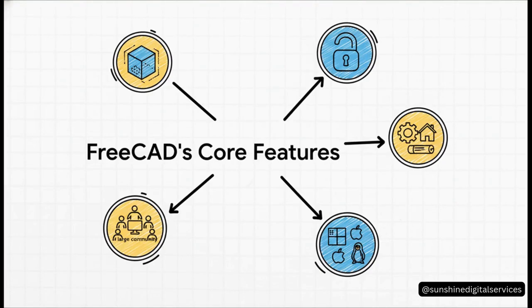First, it's a parametric modeler. Don't worry, we'll unpack what that means in just a minute. It's also open source, which is awesome because it means anyone can use it and even help improve it. The versatility is just huge. You can design anything from mechanical parts to entire buildings. And maybe best of all, it runs on Windows, Mac, and Linux. So yeah, it's pretty much accessible to everyone.